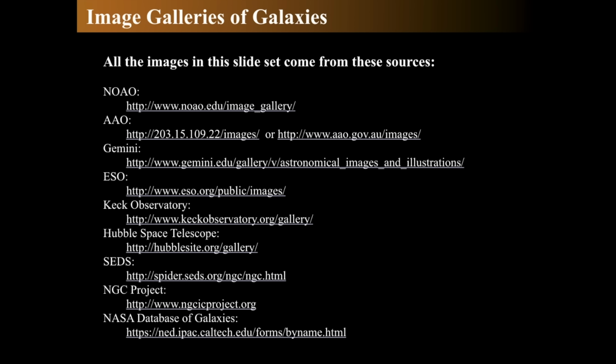I derived all of the images that you'll see in this particular lecture from lots of different sources: from the National Optical Astronomy Observatory, from AAO, the Australian Astronomical Observatory, the Gemini Observatory, the European Southern Observatory, the Keck on Mauna Kea, and lots of things from Hubble Space Telescope. In fact, I even went to the SEDS group, and there's a guy that does the NGC project trying to take pictures of all the NGC objects, and then looking at the NED database, which is the NASA Extragalactic Database of Galaxies. So you can look at all of these things to find all these images, and everything I've done here comes from these places. And a lot of these also appeared in Astronomy Picture of the Day. So if you Google APOD, you'll also see many of these.